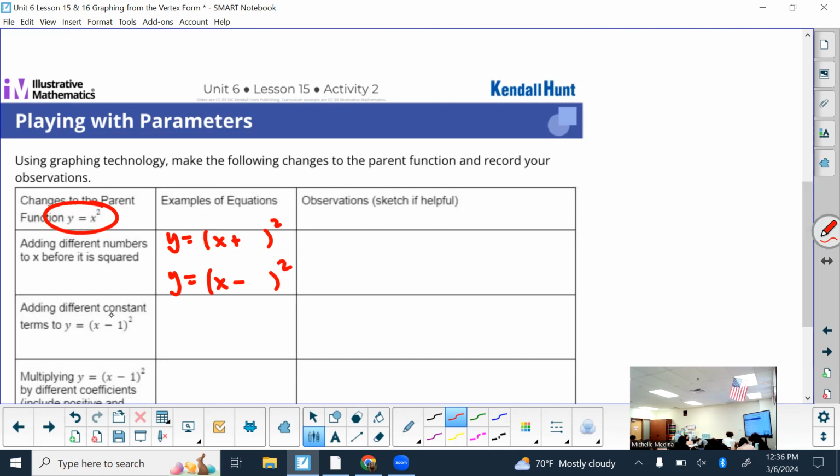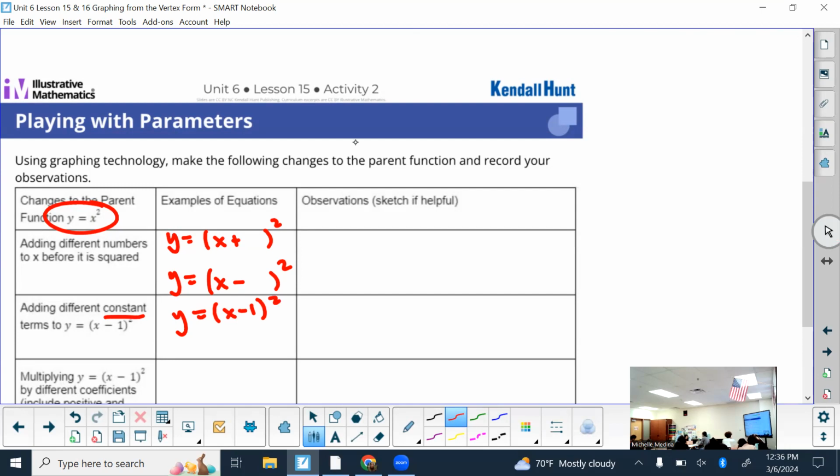For the next one, we're adding different constant terms to y equals, and it has an expression this time. Instead of the parent graph, compare it to x minus 1 squared. But it wants us to add different constants.